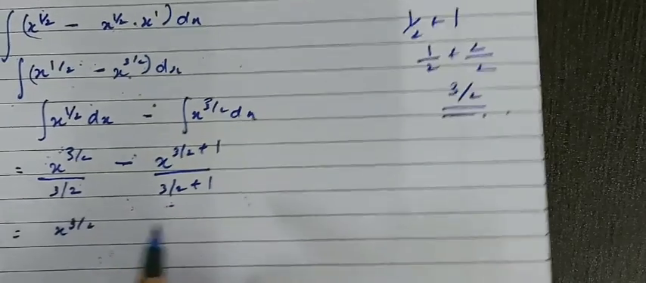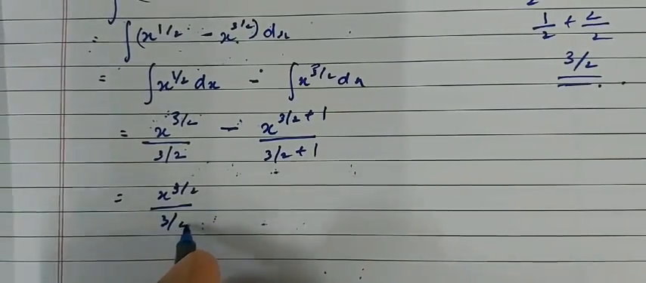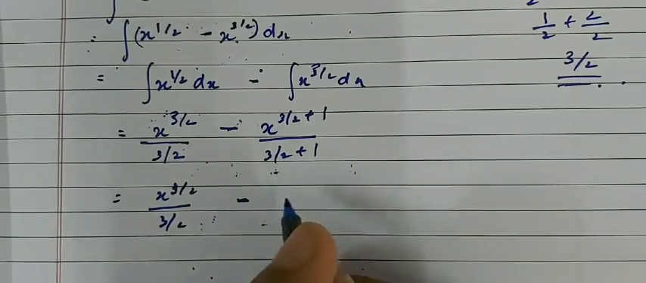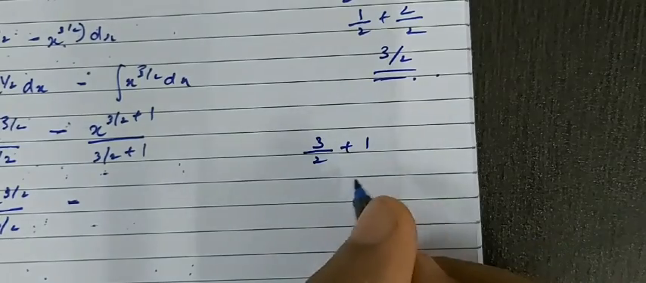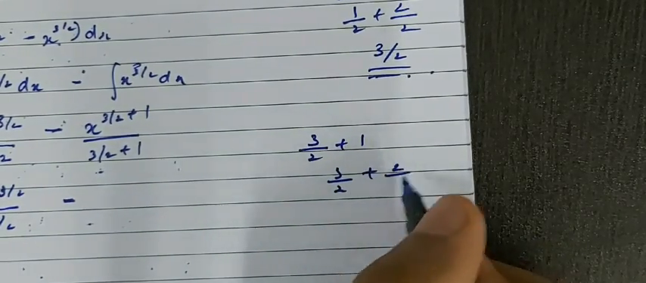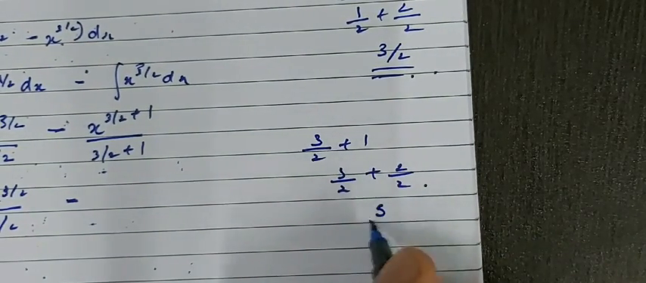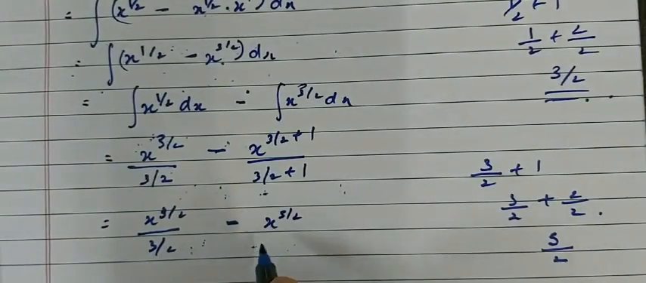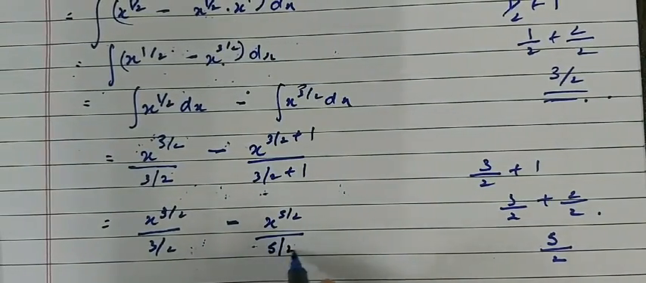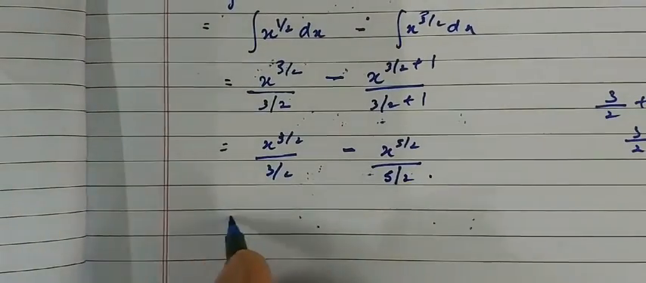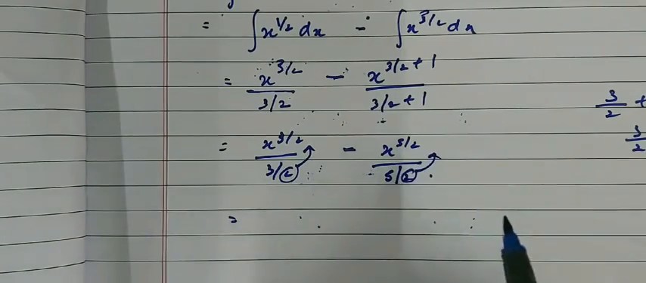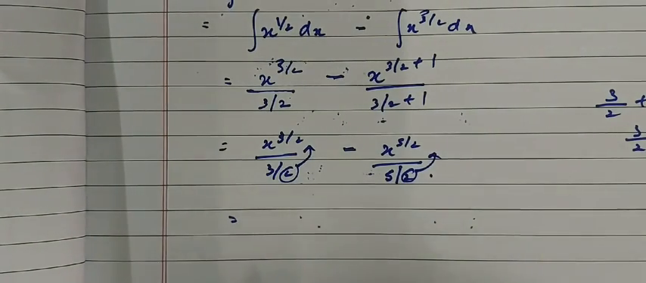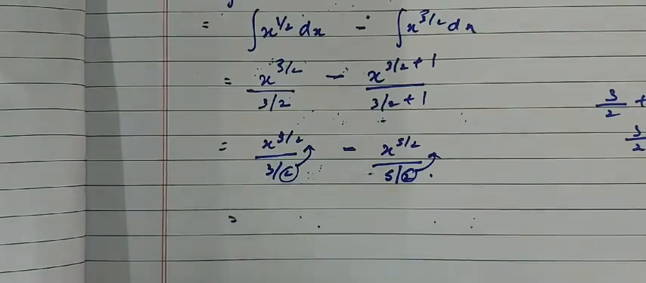Here x raised to 3/2 over 3/2, minus 3/2 plus 1. What is 3/2 plus 1? 3/2 plus 2/2 is 5/2. So x raised to 5/2 over 5/2. Now this 2 will go upside. We multiply by taking the reciprocal, because there is a fraction in the denominator.